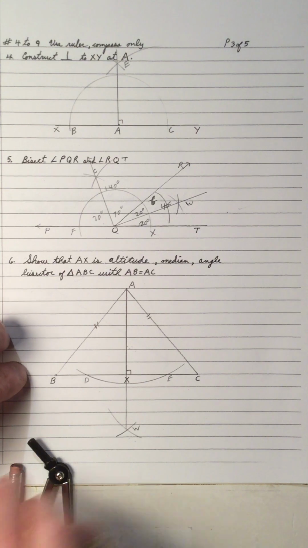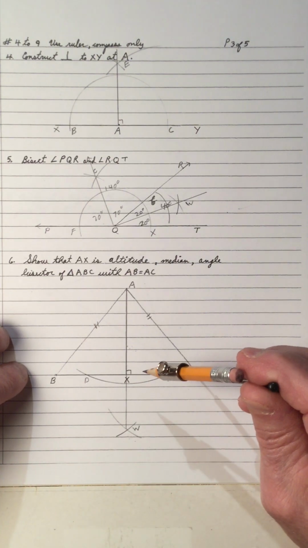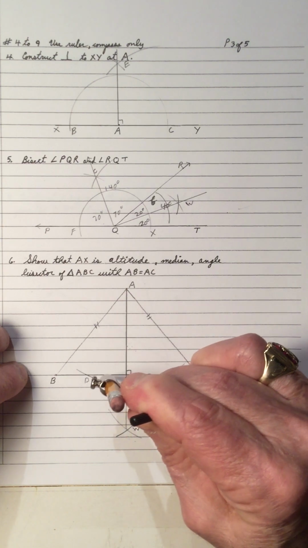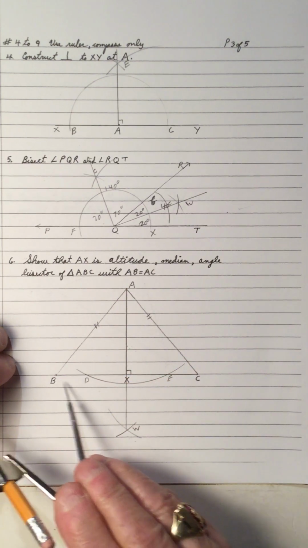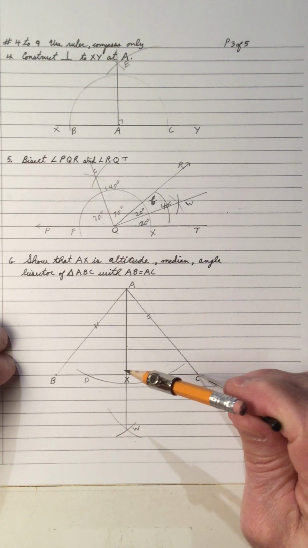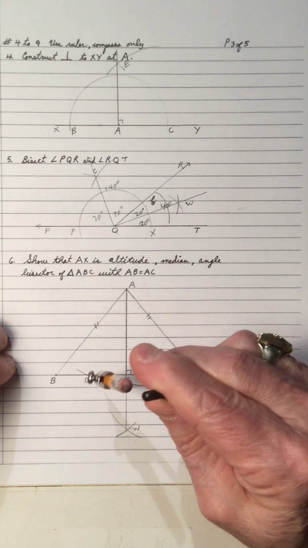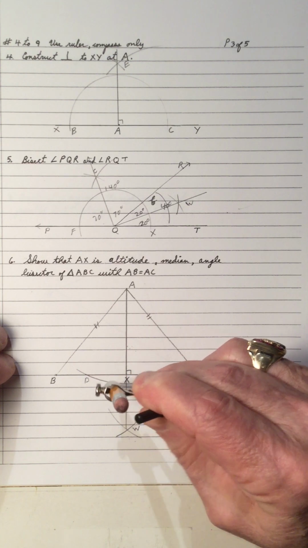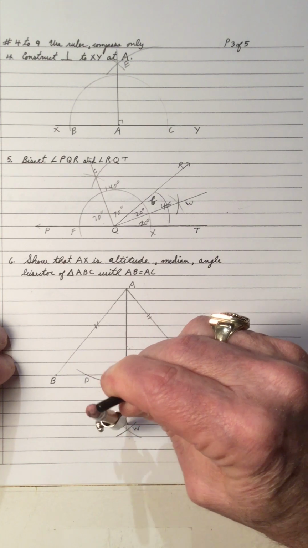And another way to do that is to place your compass at C and pick a radius more than half the length of BC. So here's B to C. I'm going to take a radius of the compass more than half the length of BC. So let's take it smaller. So right here.